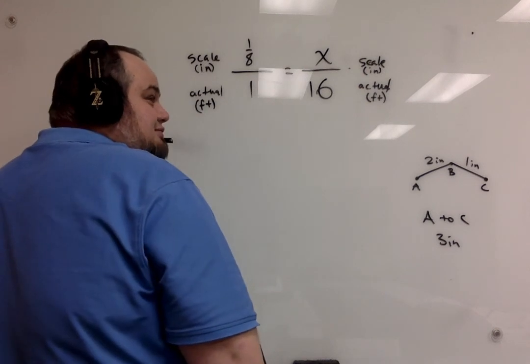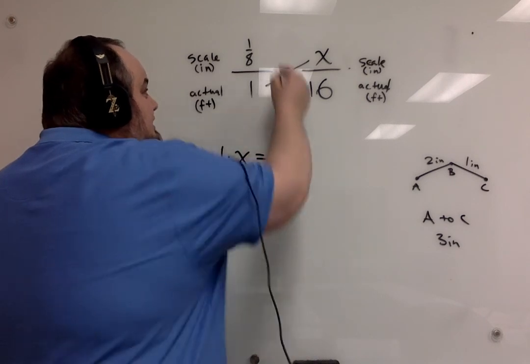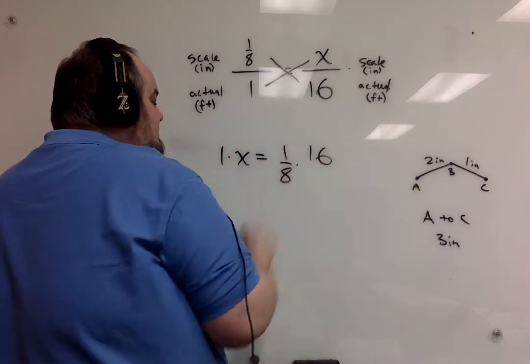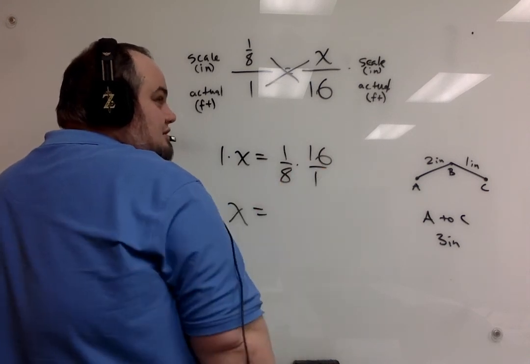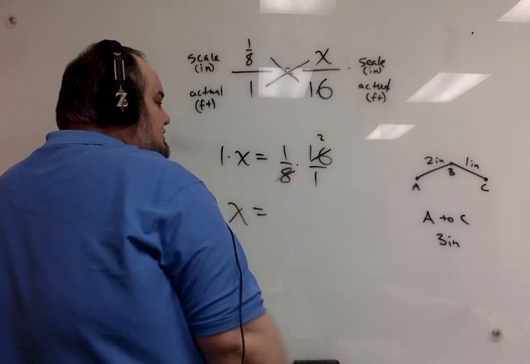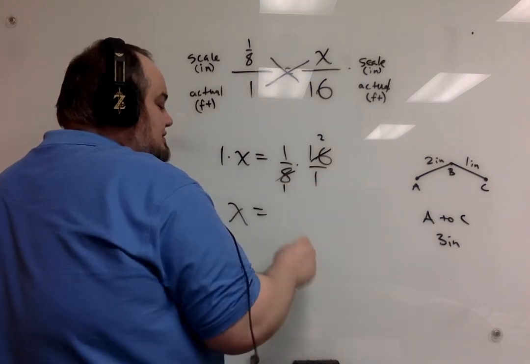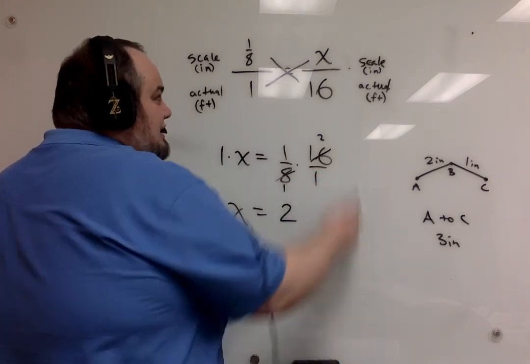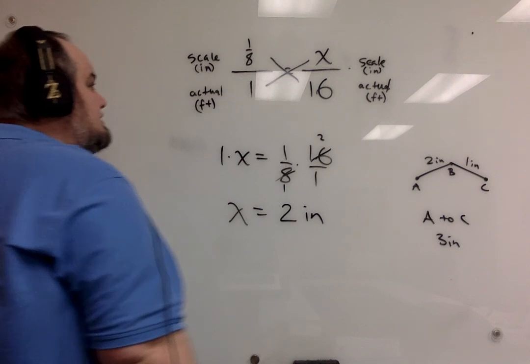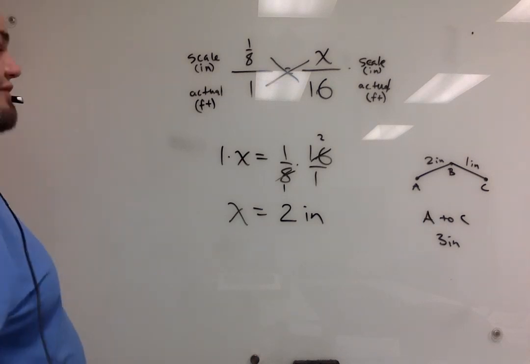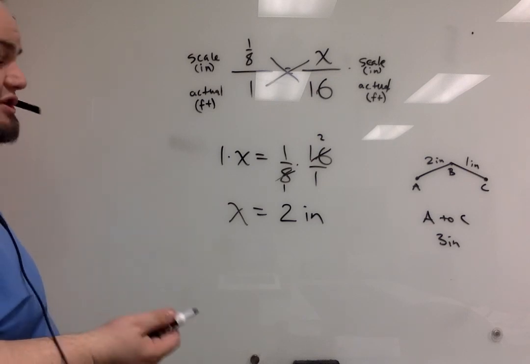So notice there's a different piece missing. So here, this one's pretty straightforward. We have 1 times x equals 1/8 times 16. 1 times x is x. 1/8 times 16. Remember, you can just cancel these. We're just working with fractions. 1 times 2, and then 1 times 1, so it's equal to 2. And then let's look back. What are our units for our scale? Inches. So our answer is 2 inches. So if our scale is 1/8 of an inch is equal to 1 foot, and we measured something and it was 16 feet, then in our scale drawing it would be 2 inches.